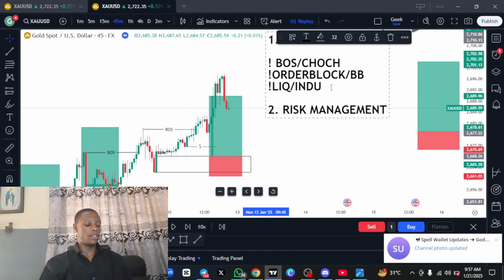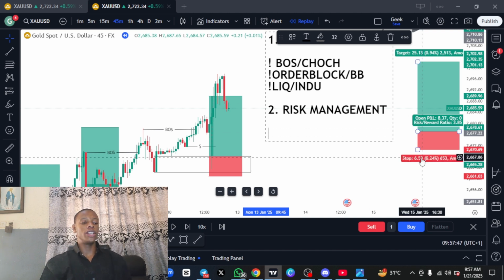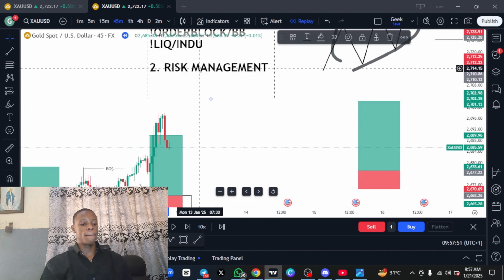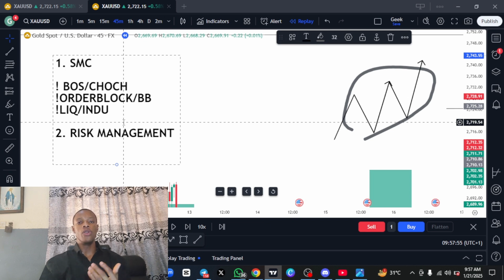So risk management now is how much you are risking per trade. This is what trading is. Trading is you depositing and gradually growing that very account. Trading is not you depositing and flipping the account and withdrawing the next day. That's not how to trade.